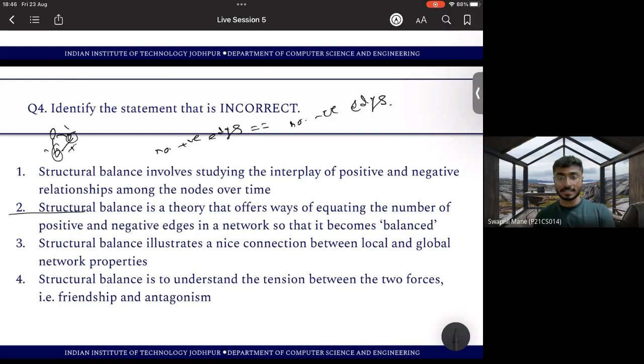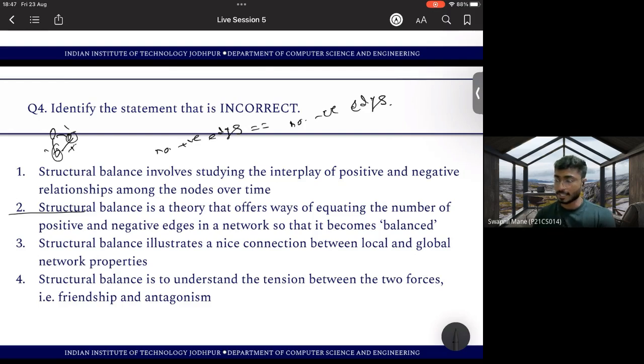For balance, there is another concept in spatial segregation, where we check whether it is segregated or not. Here we are checking whether the network is stable or not stable.